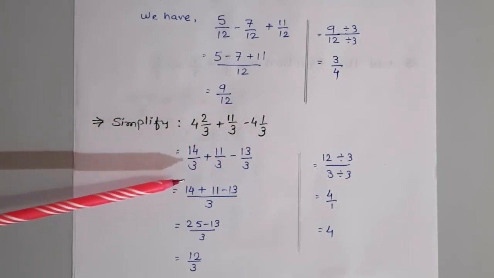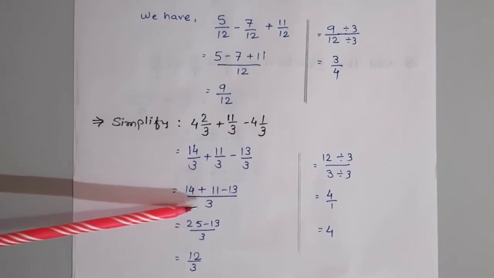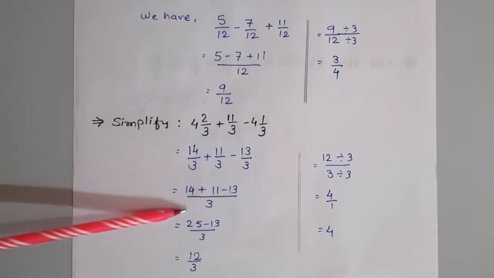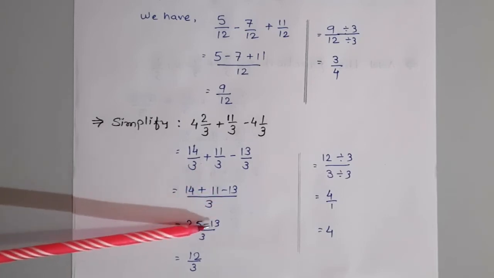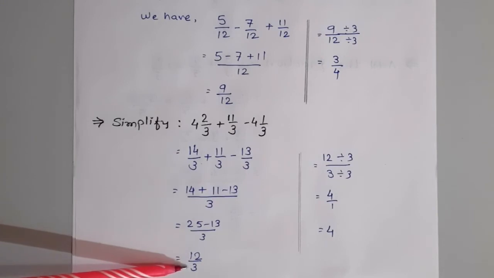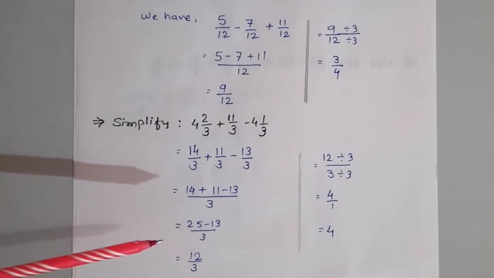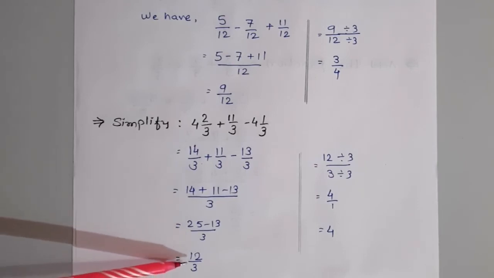Now simplify the numerator: 14 plus 11 minus 13 upon 3. 14 plus 11 is 25, minus 13. 25 minus 13 is equal to 12 upon 3, and if we convert into its lowest term, or we divide, the answer will be 4.